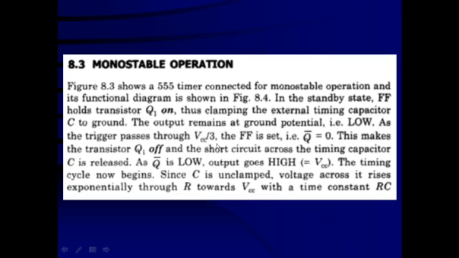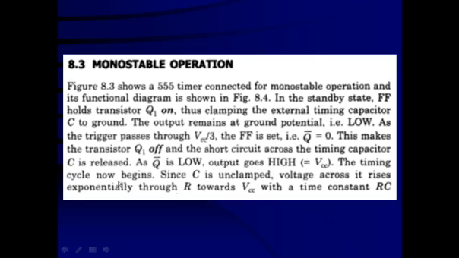And that is Q1. Q bar is also the input of the power amplifier, which is an inverter. So the output is changing from low to high, going from the low state to the high state, and the high state will remain for a predetermined interval of time. This makes the transistor Q1 off, and the short circuit across the timing capacitor C is released as Q bar is low. The output goes high, almost equal to VCC.